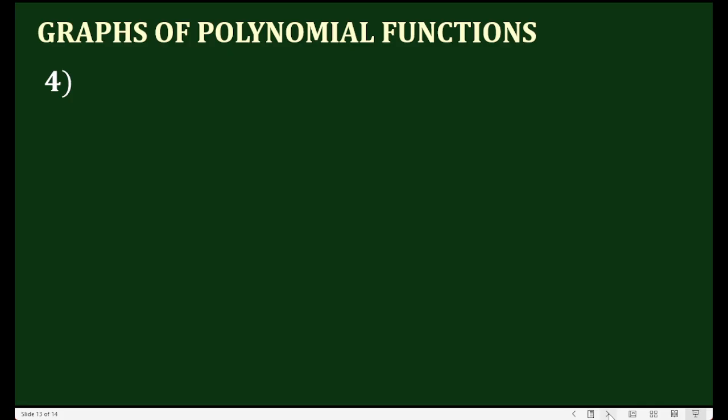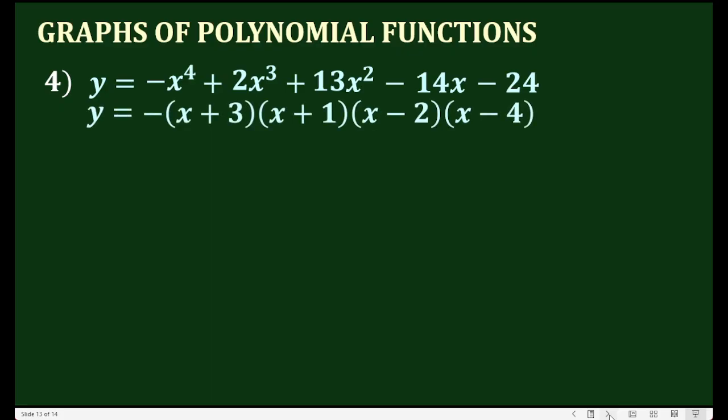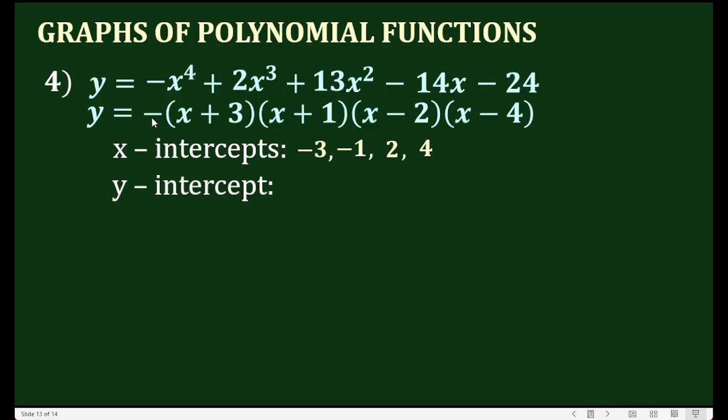Fourth, probably our last polynomial function. Okay, the factored form of the polynomial part. From each factor equated to 0, the x-intercepts are -3, -1, +2, and 4. For the y-intercept, set x to 0 and solve for the resulting expression on this side. And you will notice that the y-intercept is -4.